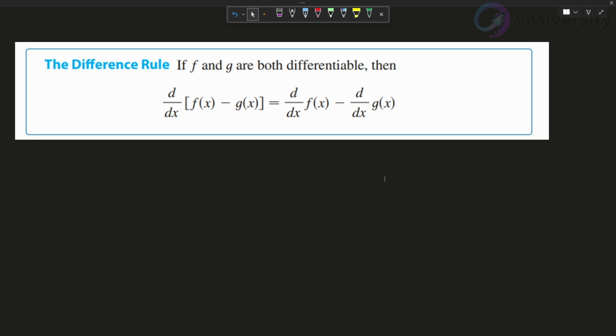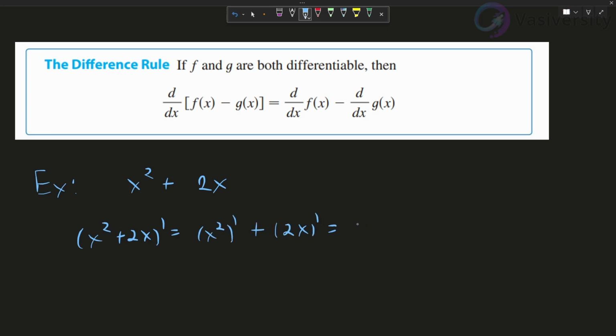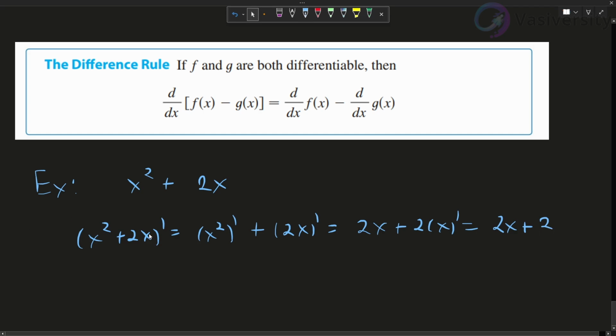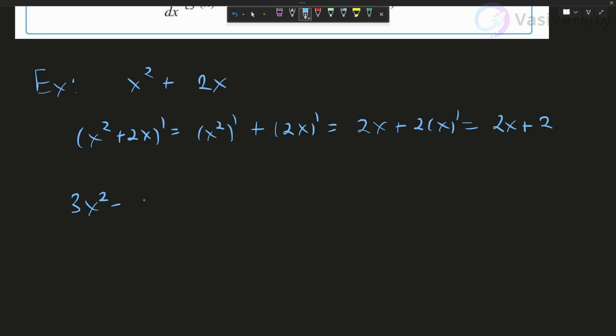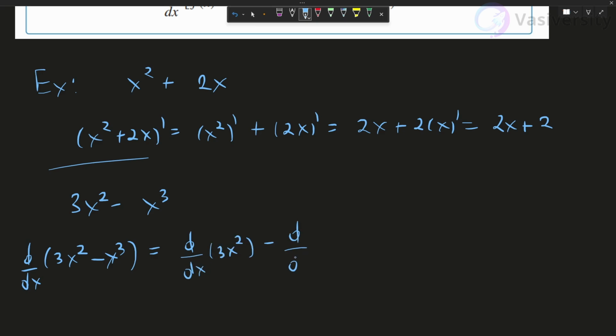Which is pretty straightforward. So for example, if you have x squared plus 2x, then x squared plus 2x prime is equal to x squared prime plus 2x prime, which is equal to 2x plus 2. And then if you have 3x squared minus x cubed, then d dx of 3x squared minus x cubed is equal to d dx of 3x squared minus d dx of x cubed, which is equal to 3 times 2x minus 3x squared. So that's equal to 6x minus 3x squared.